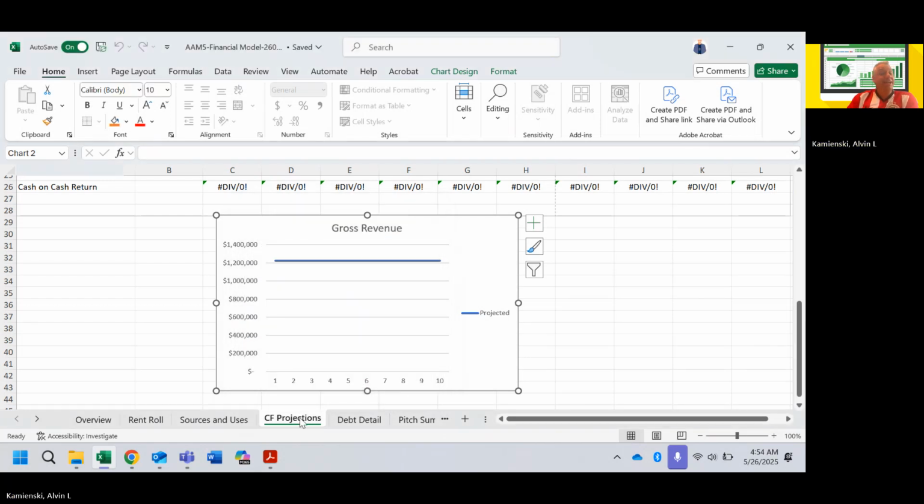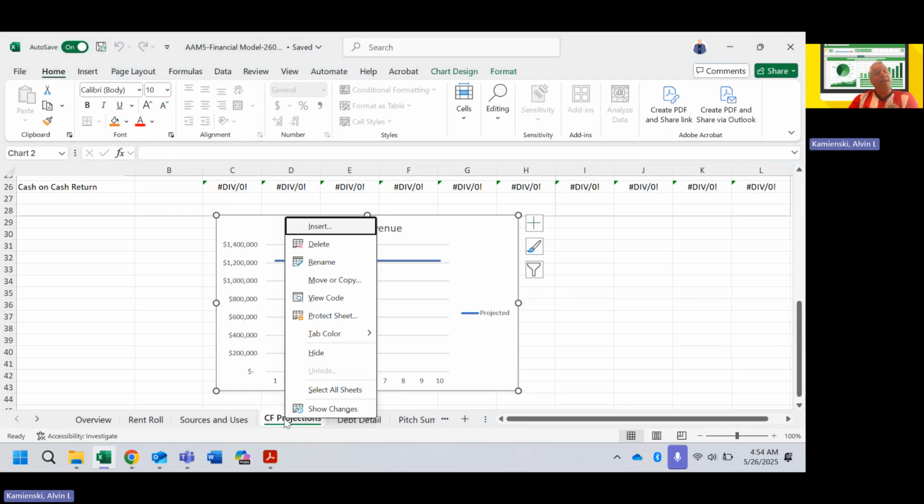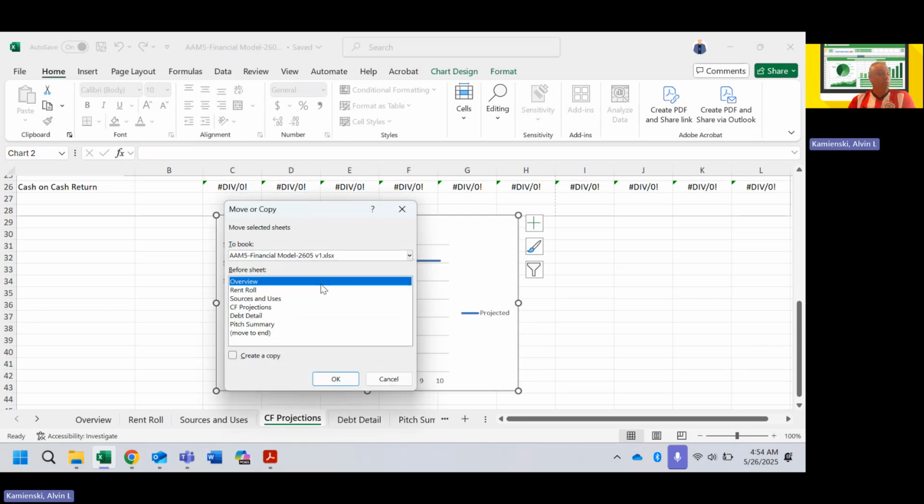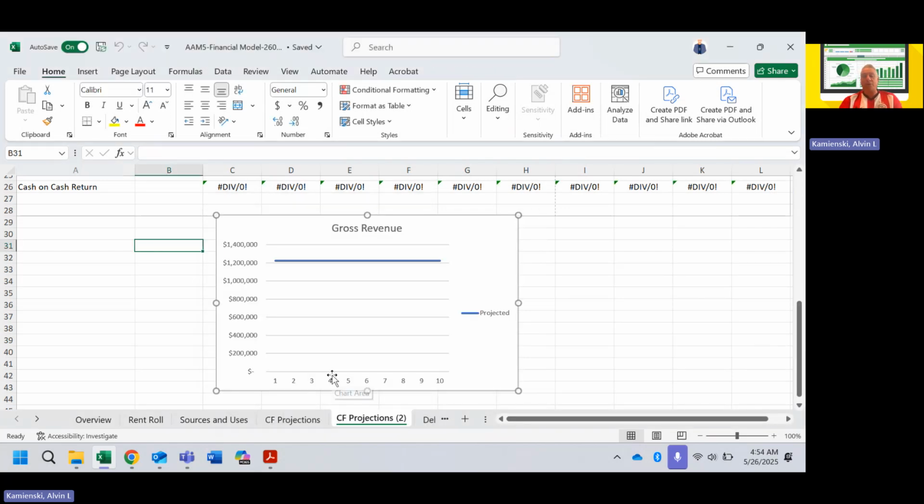Left mouse click on cash flow projections so that you have it selected. Right mouse click on cash flow projections so that you can move or copy it. We're going to create a copy of it and put it right on debt detail so that instead of 2 rent rolls, we have 2 cash flow projections. That's where I goofed up originally.